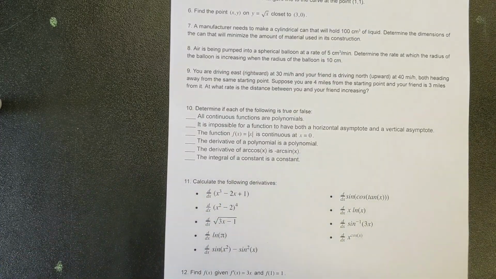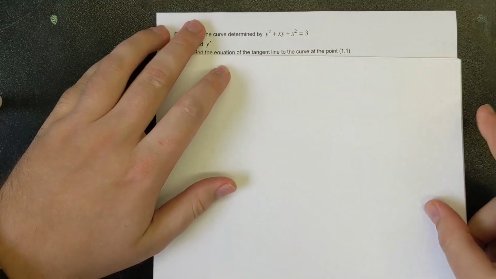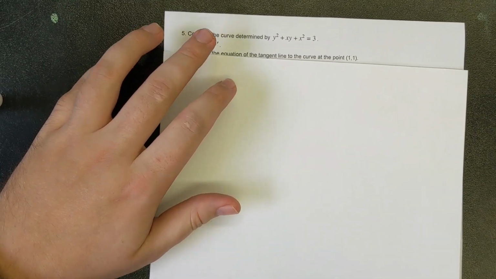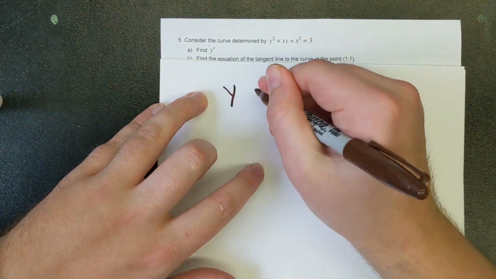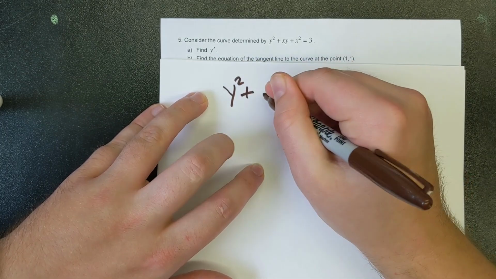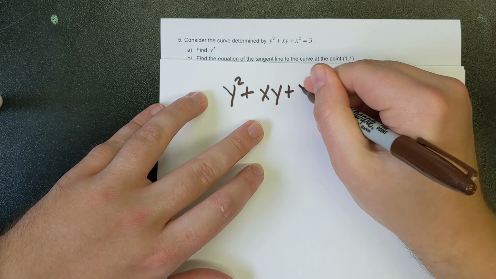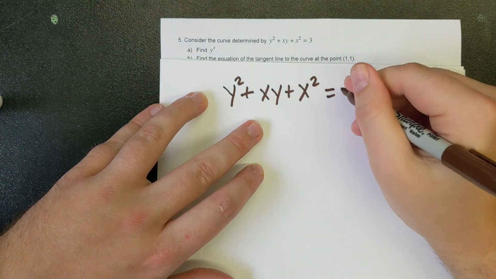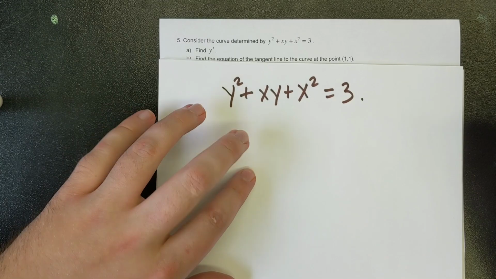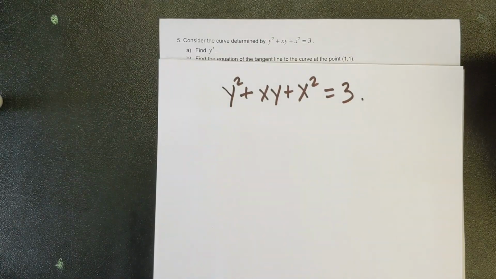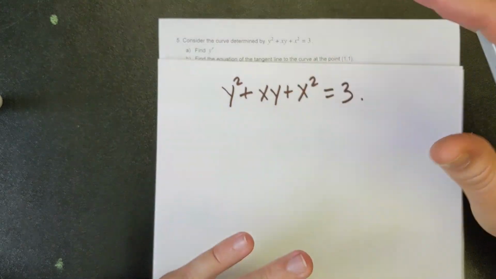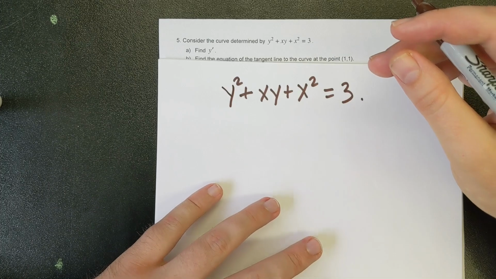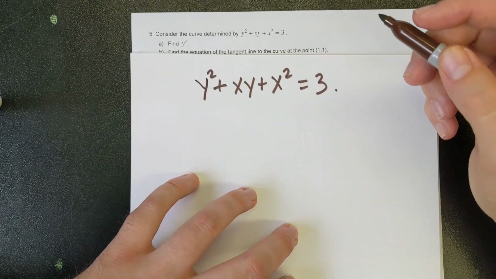Next problem. We're given a function, but this one is going to be defined implicitly. That is, your x's and y's are mixed together. You have y squared plus xy plus x squared is 3, and we're going to try and solve for y prime. How do you solve for y prime? Well, you just take the derivative of the thing. You don't care that it's mixed together, but you imagine that your y is a function of x.